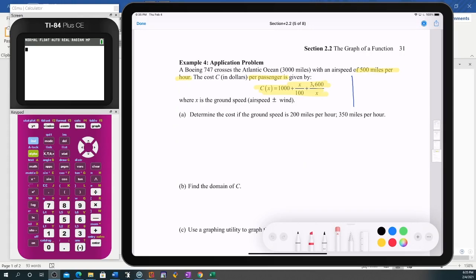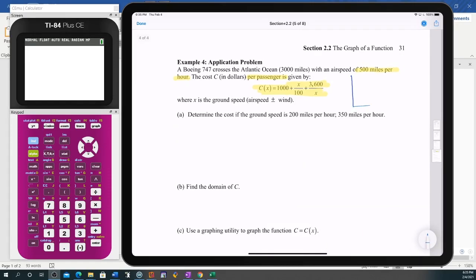Okay, so if I graph this function, my independent variable is going to be the ground speed, which is going to go along the x-axis, and my dependent variable is going to be my cost function c of x. Now, in this particular problem, part A is asking you to find the cost if the ground speed is 200 miles per hour, and also to find the cost if the ground speed is 350 miles per hour.